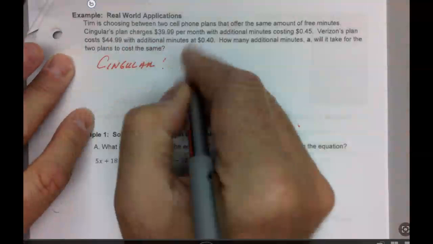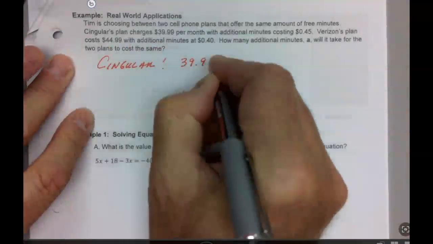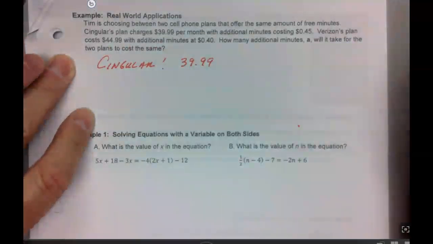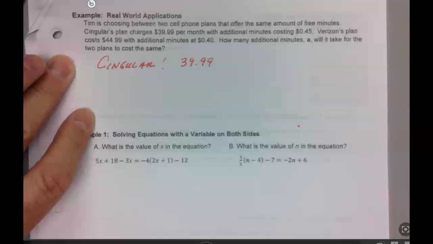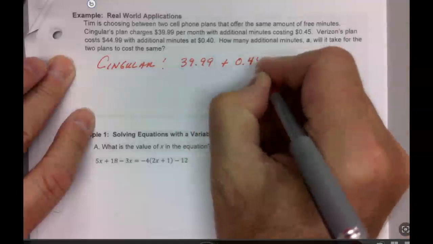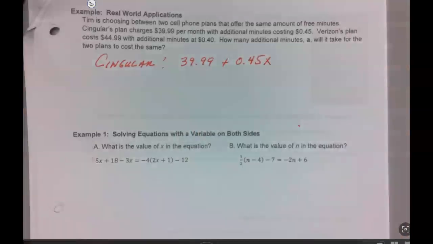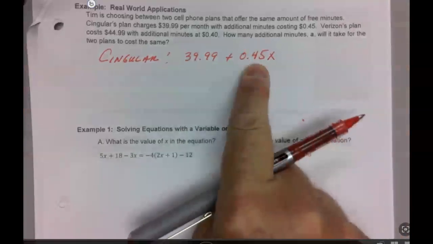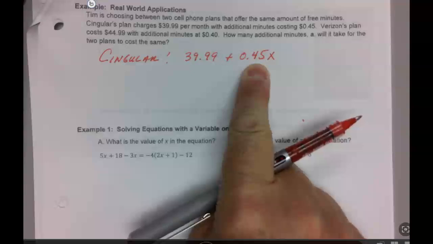Singular's plan is $39.99 a month. And then you have additional minutes, right? So you're going to multiply every additional minute by 45 cents. Does that make sense? That's your rate of change right there. For every additional minute, they're going to add 45 cents to your bill. Okay?